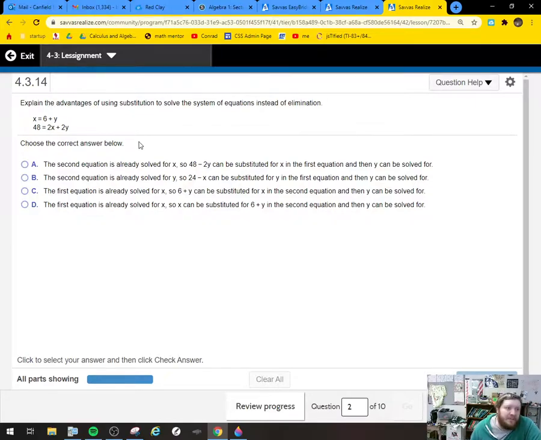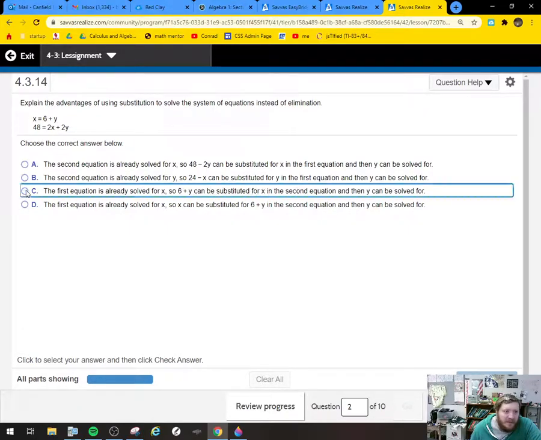All right, let's see. So the reason this is so good is because x is already solved for and you can stuff it in. The first equation is already solved for x, right? So 6 plus y can be substituted for x in the second equation. Yeah, okay.